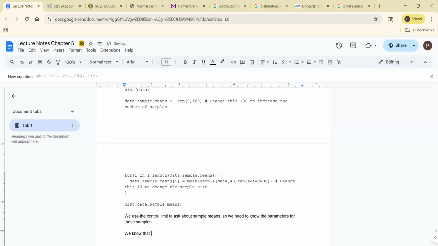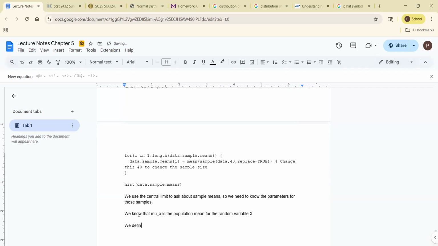We know that mu sub x is the population mean for the random variable x. We define the population mean for the sample means. At this point, I'm going to be saying the word mean way more often than I want to. It can be very hard to keep track of it, but do your best and come back to your textbook or these notes to help you as you need.